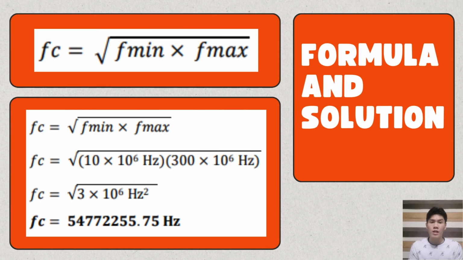Let us now input our given measurements. The square root of 10 times 10 raised to 6 megahertz multiplied by 300 times 10 raised to 6 megahertz. The answer we will come up with is the square root of 3 times 10 raised to 15 hertz squared. The final answer is 5477255.75 hertz.